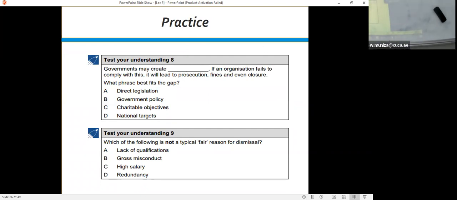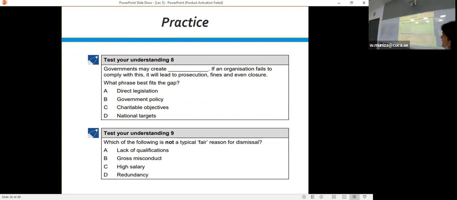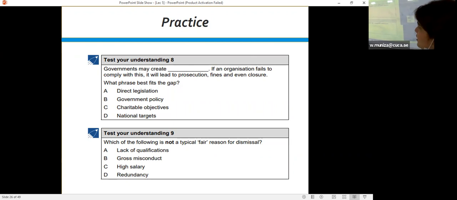Here is understanding number 8. Government may create dash. If an organization fails to comply with this, it will lead to prosecution. Students, what is the meaning of prosecution? Question, you can say. Fines and even closure. What phrase best fits the gap? Government may create direct legislation, which, if not followed, leads to prosecution.